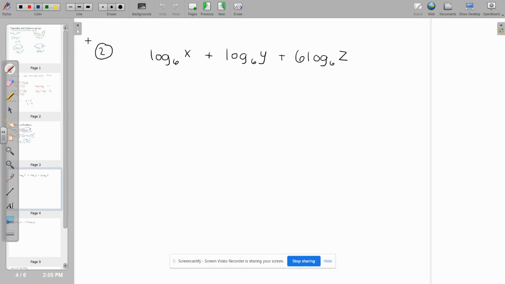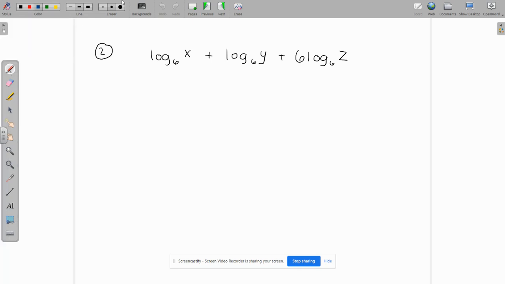All right, practice problem 2. You can go ahead and try working through this on your own, or you can follow along with me. So this here, it looks like this one is already good. This one's good. But then here I see this coefficient of 6, and I know that since it's the coefficient, I can make that the exponent of what we're taking the log of. So if I go down here, I'll write log base 6, and then z to the 6th.